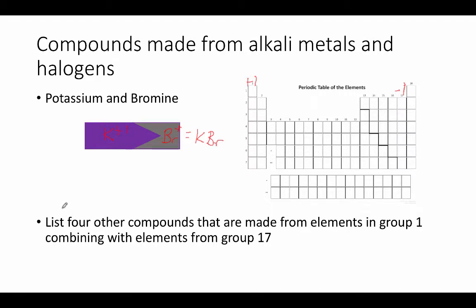So I want you to list 4 other compounds that are made from elements in group 1 combining with elements from group 17. So pick an element from group 1 and combine it with an element from group 17, and do that with 4 different combinations.